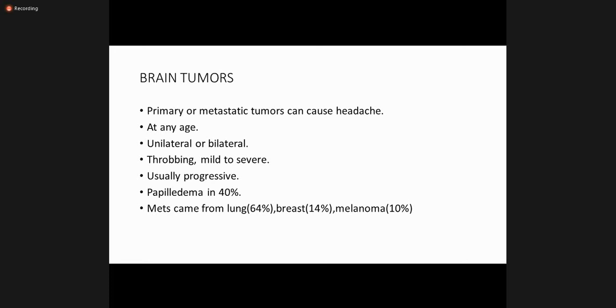So for treatment over here, obviously you have to treat the tumor, whatever the type of tumor, whatever the histopathology shows. Sometimes you may require surgical removal, or sometimes you go for chemotherapy, radiation, or gamma knife procedures of tumor removal to improve that underlying headache.